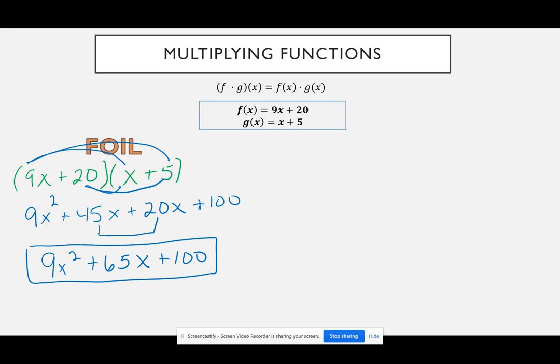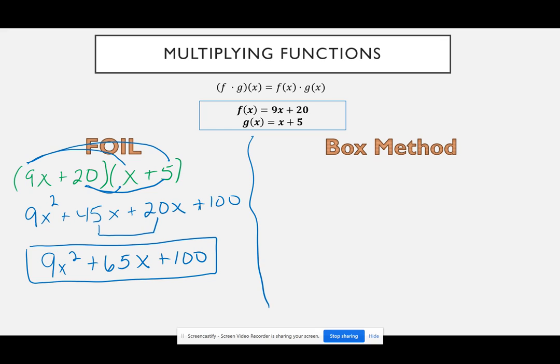So some of you really liked FOIL. That's fine. We had also talked about the box method. And the reason why I kind of stress the box method, I let you guys choose, but the box method will work no matter how many terms these have. Both of these were binomials. It was a binomial times a binomial, which is easy to do FOIL with. Sometimes if you have a trinomial times a binomial or a polynomial times a trinomial, the box is a little bit easier to keep things neat.